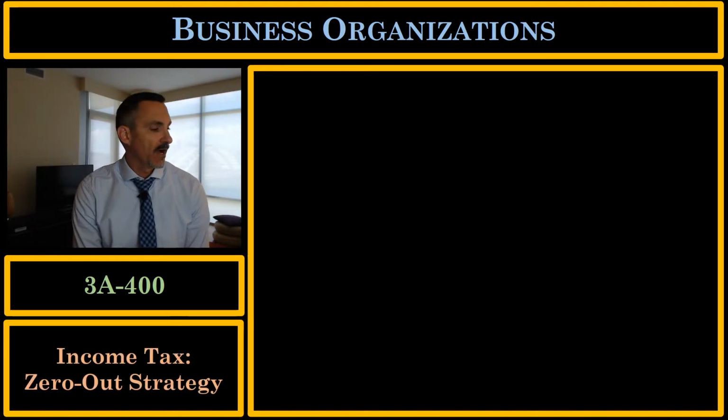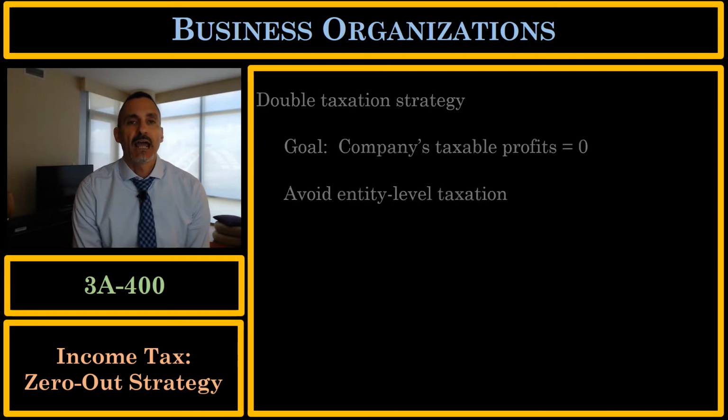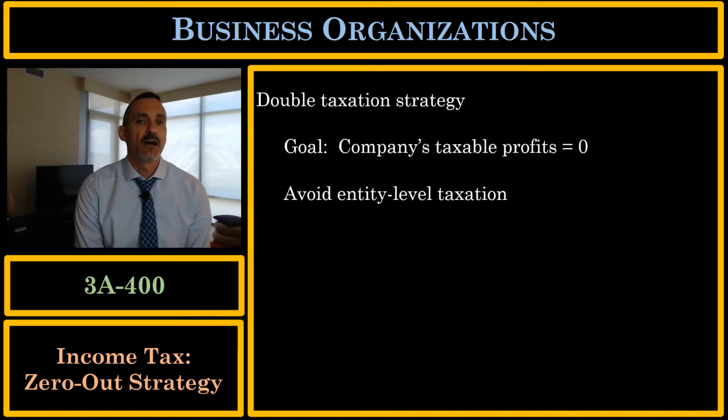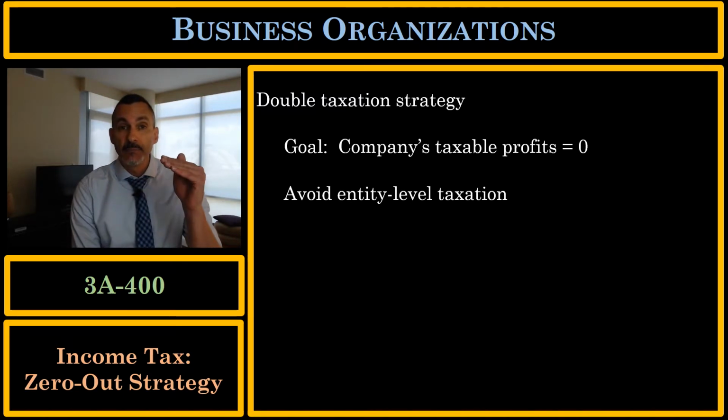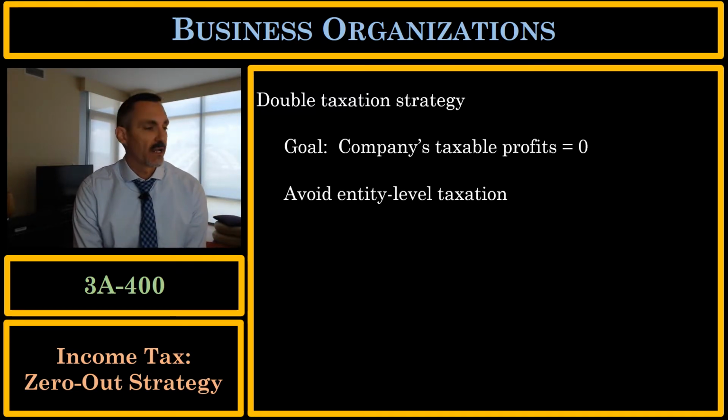Let's talk about the zero-out tax strategy. This is a double taxation strategy. This is a strategy for a company that is taxed under double taxation, where the entity pays taxes and the owners pay tax on any distribution. The goal is to make the company's taxable profits zero. Make it so that the company has zero entity level taxation because the company has zero taxable income.